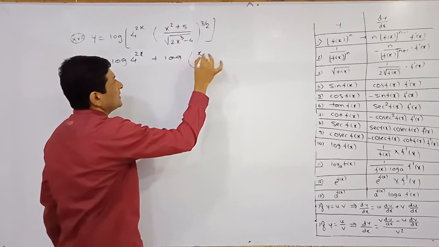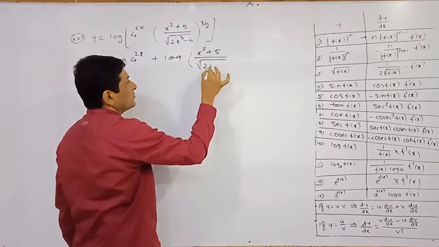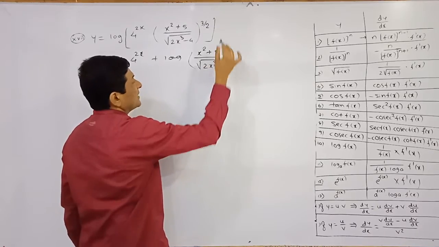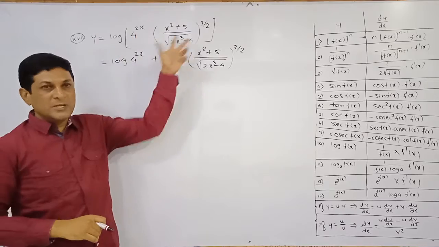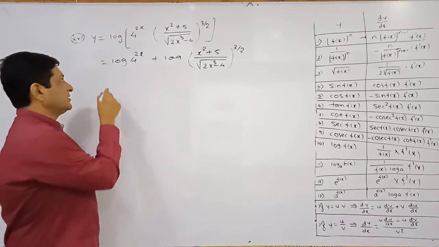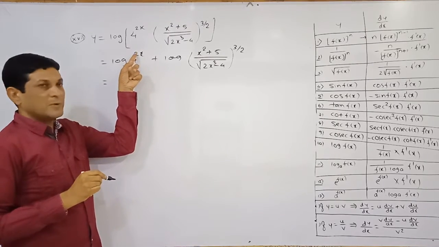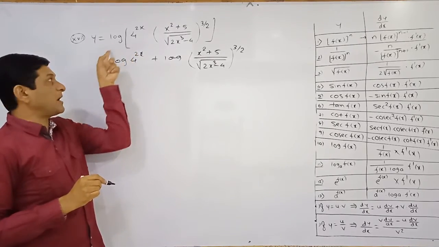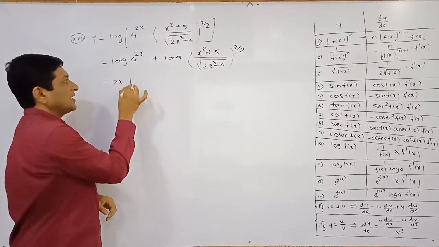B is what here? x square plus 5 upon square root of 2x cube minus 4 raised to power 3 by 2, keep it as it is. Just simply, log a into b can be written as log a plus log b. Again let us check, is it possible to simplify it or not. So 2x is a power. According to the laws of logarithm, this power can be taken as what? Coefficient. So here this 2x we are taking as coefficient.